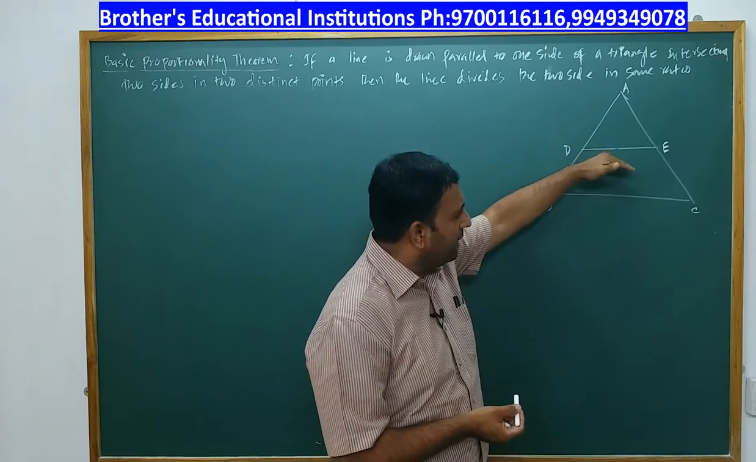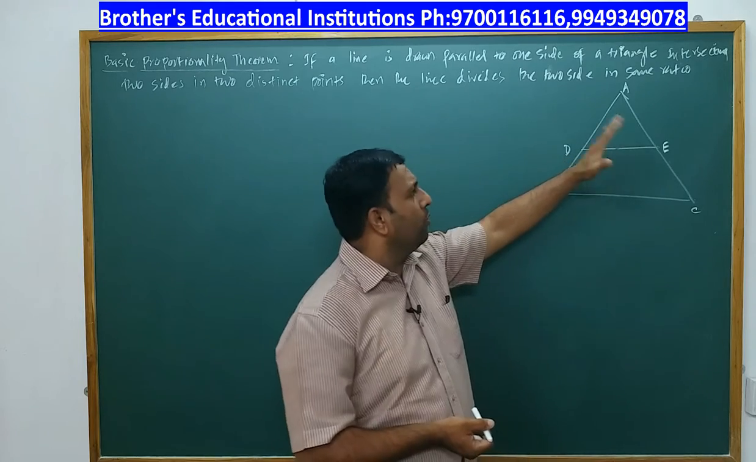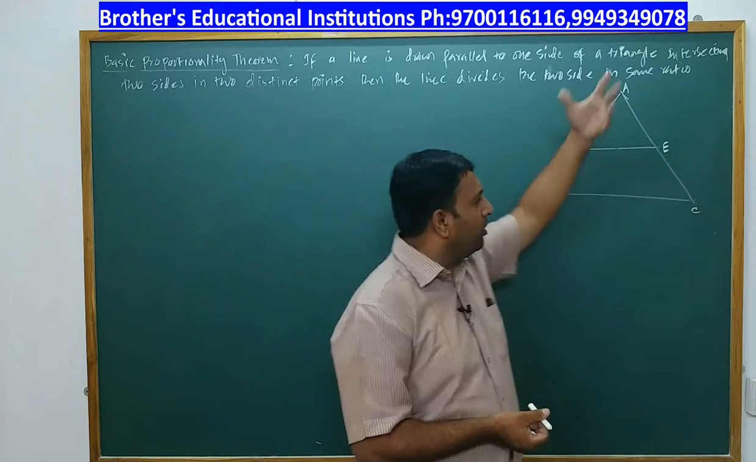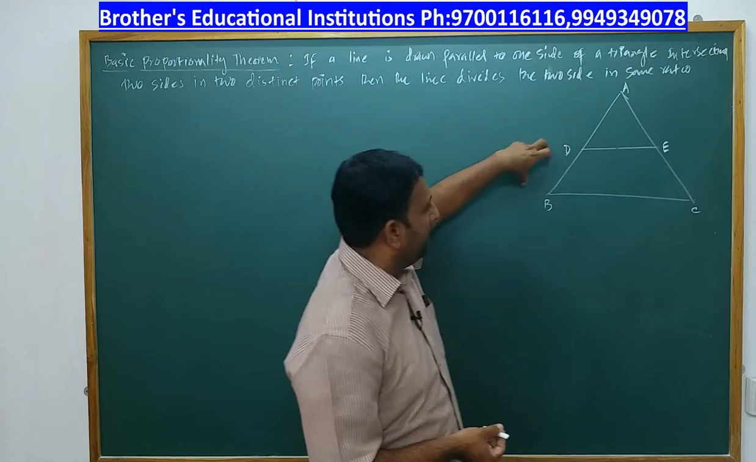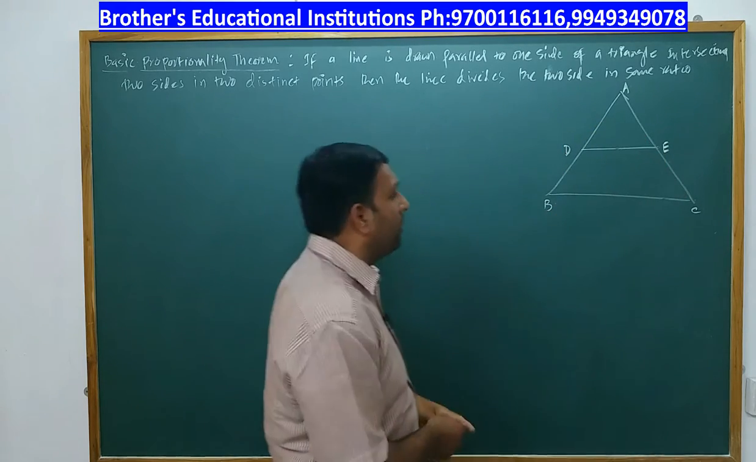This is a line DE. DE is parallel to BC, the third side of the triangle. Then this line will divide these two sides in the same ratio. What do you mean by that? That means AD by DB is equal to AE by EC, right? So this is what is required to be proved.